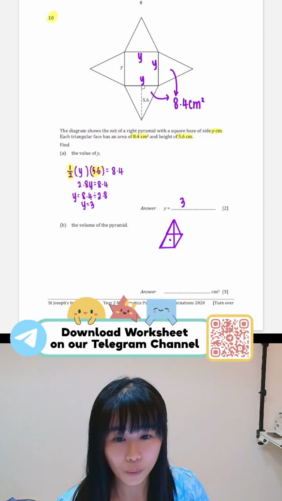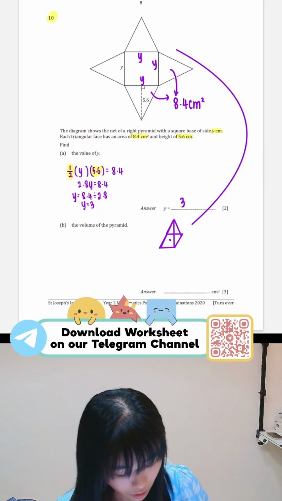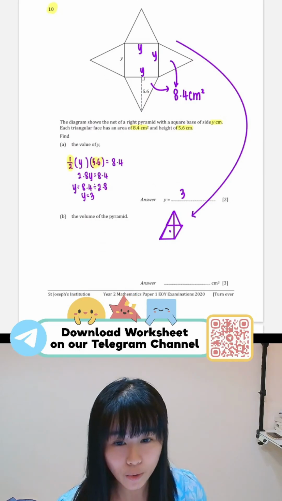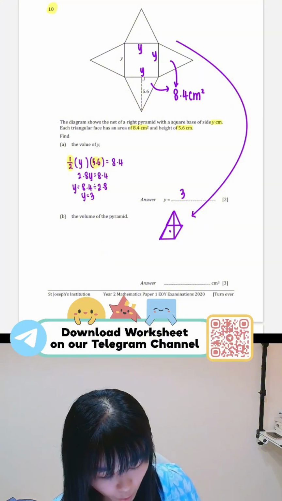Now, I fold it up already. I hope you all can tell this is the pyramid. And then we need to find this volume. So the volume of a pyramid, who can tell me what is the formula?